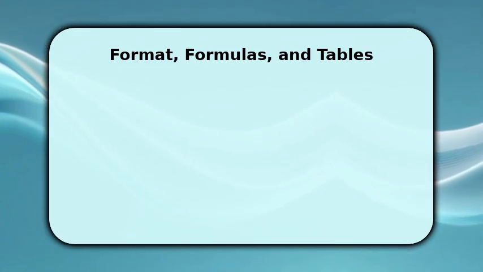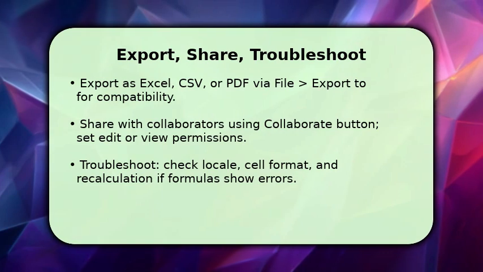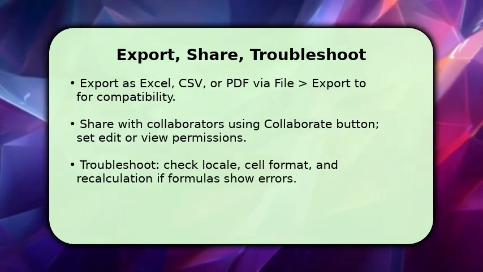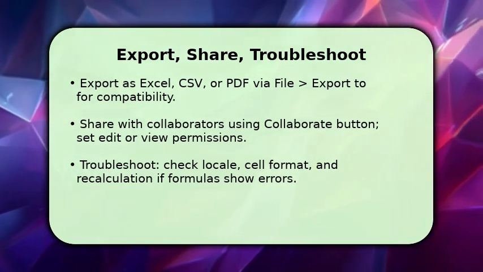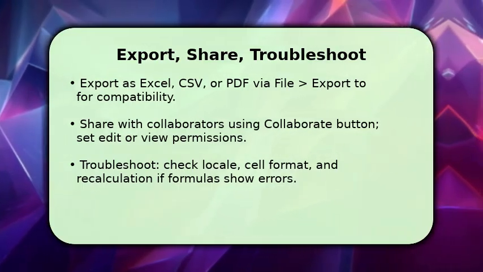Once data is organized, insert a table or chart from the toolbar to visualize trends. Make sure to lock header rows and freeze columns to keep them visible. Finish by exporting or sharing. Use File Export to create an XLSX, CSV, or PDF when you need compatibility. Collaborate via the Share button and choose Edit or View permissions so others can contribute securely.